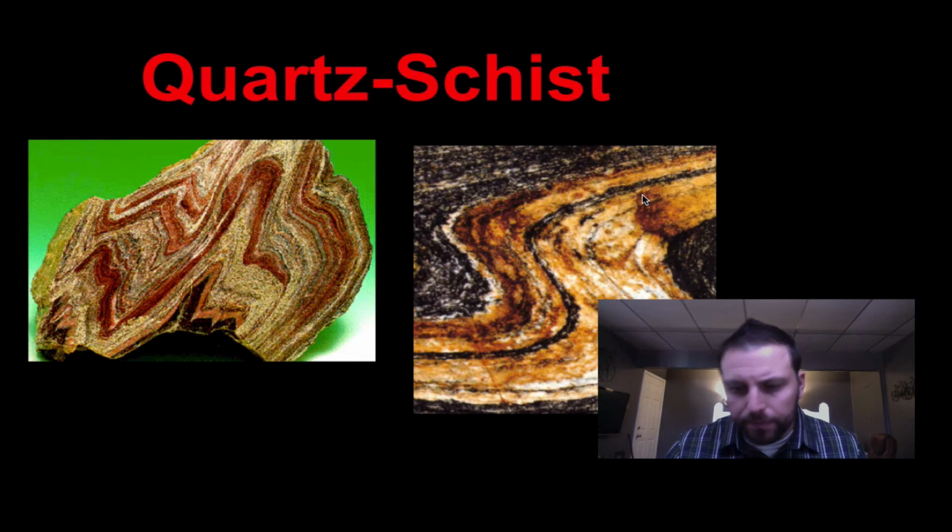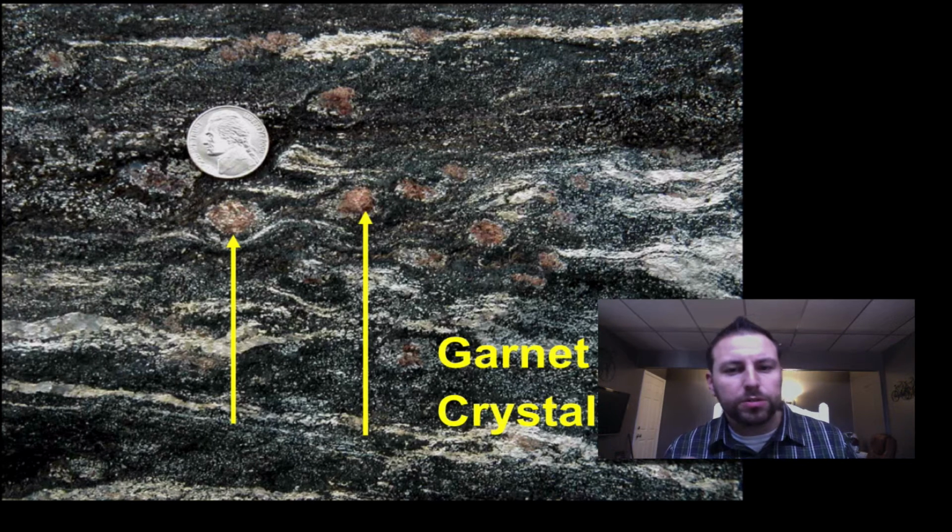Quartz coming through. Okay, we can also get garnet crystals. We get a recrystallization, which allows any garnet that was in here to come together, to coalesce and form these larger crystals.